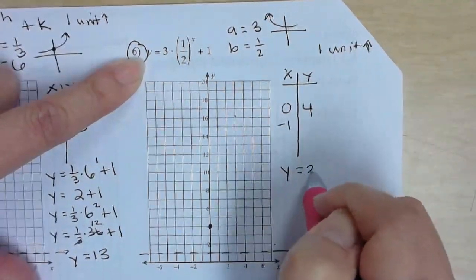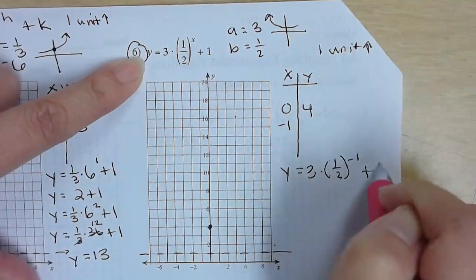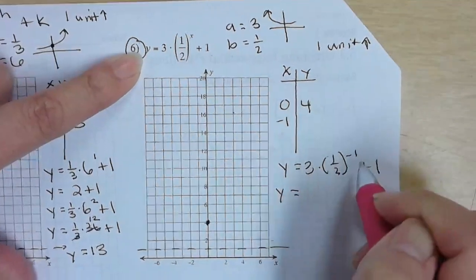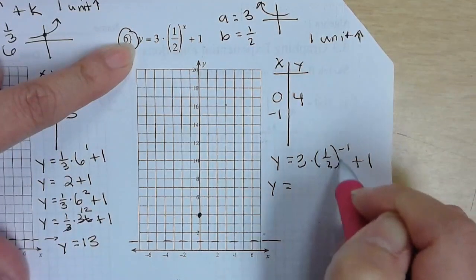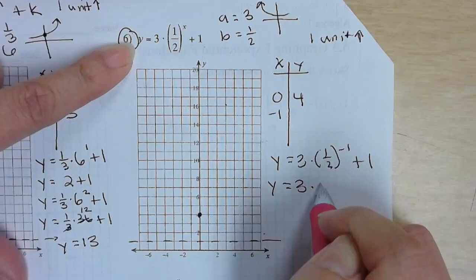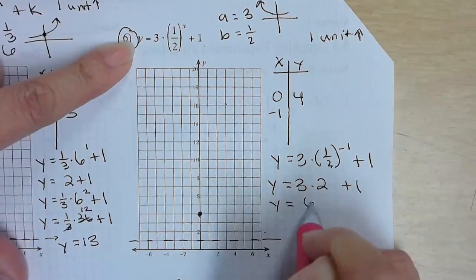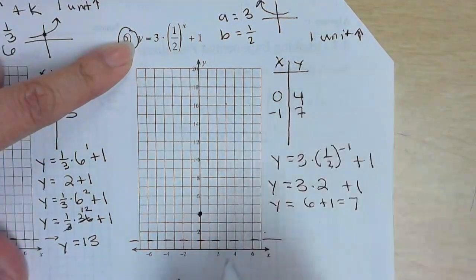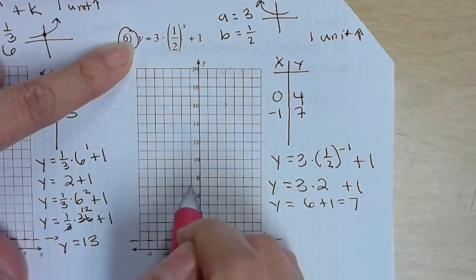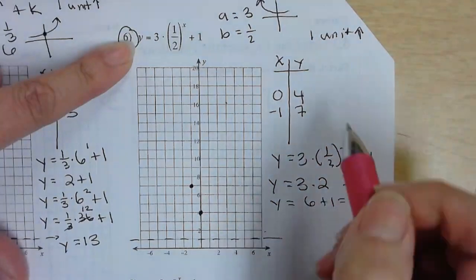Y equals 3 times 1/2 to the -1 plus 1. Aha! Negative exponent is telling me to change it to the reciprocal. So this is really 3 times 2 plus 1. Good. So y equals 6 plus 1, which equals 7. Very good. -1, 7. Excellent. Okay, let's pick another one.